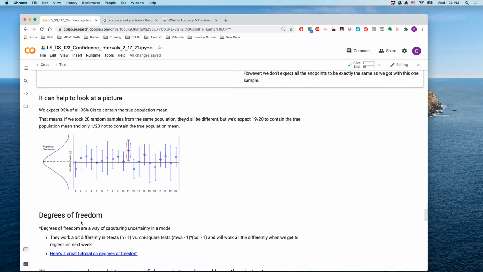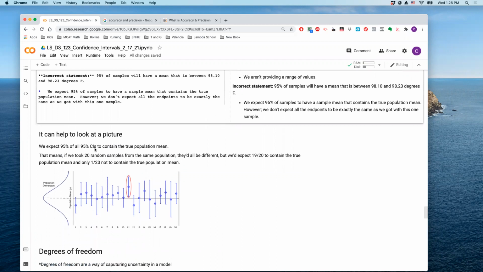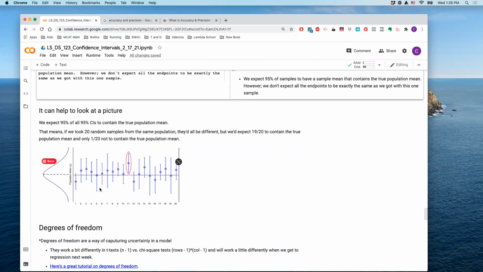What we see is we expect 95% of confidence intervals, so here, 19 out of 20 confidence intervals, to overlap the true population mean, but we don't expect their endpoints to be exactly the same. So we don't expect 95% of samples to have exactly this set of endpoints. We just expect 95% of samples to contain the true population mean, but they could be shifted in all kinds of different directions.